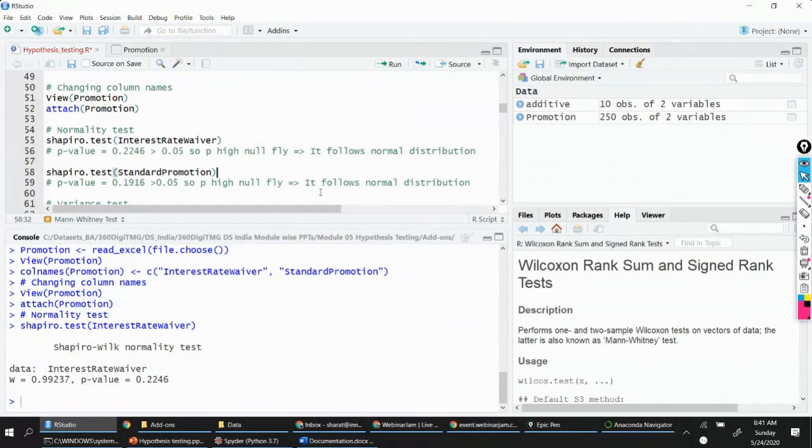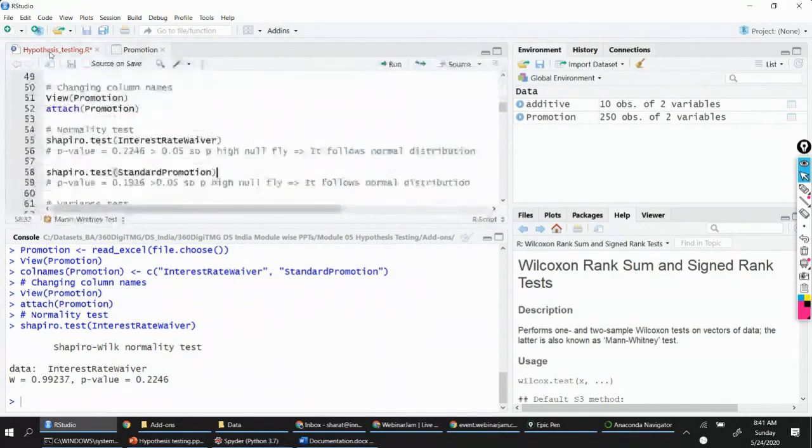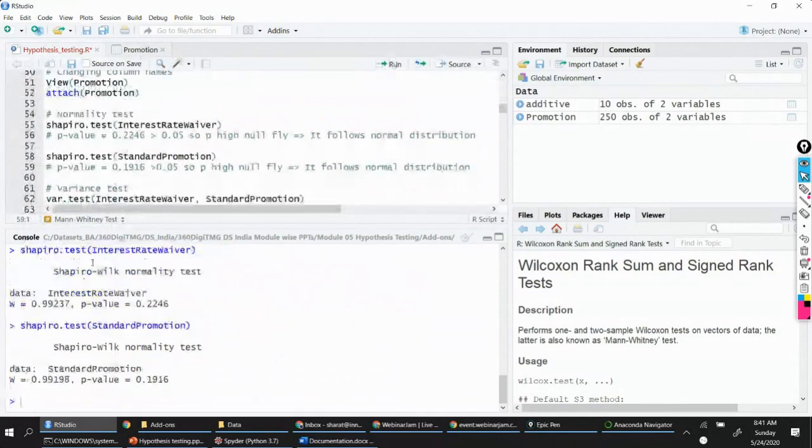Similarly, we are doing it for the second column, standard promotion offer. So we execute this now, and we are getting a p-value which is again greater than 0.05. So p high null fly. Again, we say it follows normal distribution. So both the data points, both the populations that we have are following normal distribution, right?